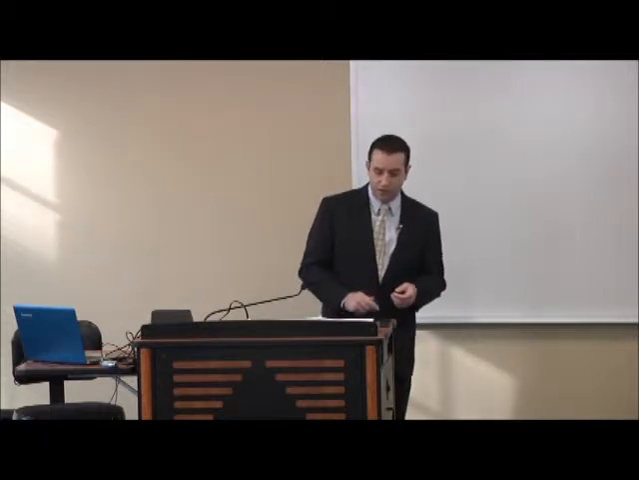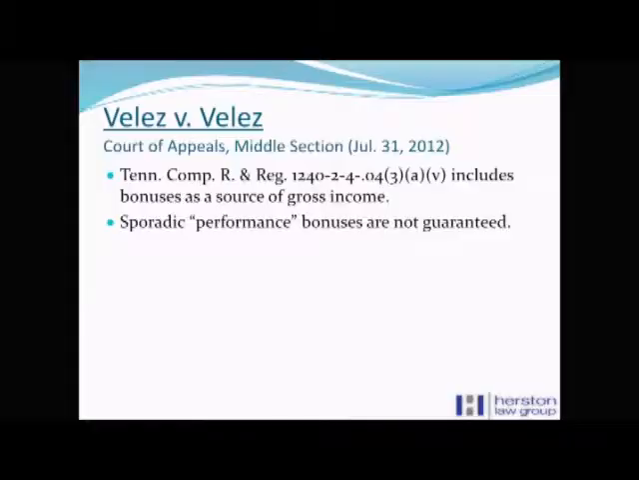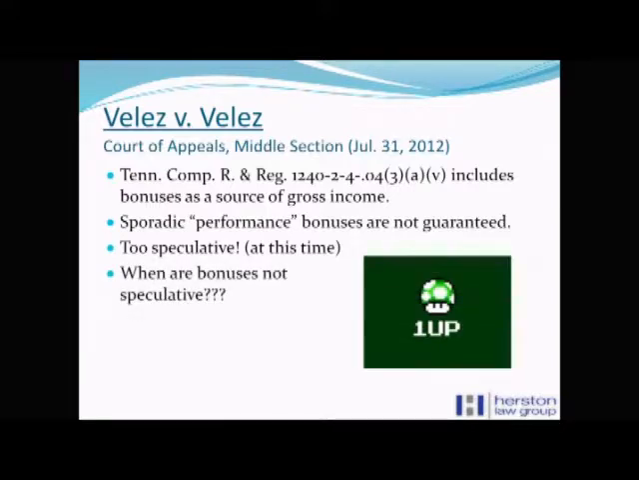Well, the court acknowledges that the guidelines include bonuses as gross income in the plain language. The court agrees with the trial court, though, that because these bonuses were not guaranteed and that they were too few in number, that they were too speculative at this time for inclusion as income. So the question that makes me ask is, when are bonuses not speculative? What are we looking at?